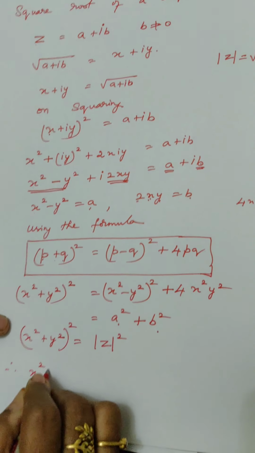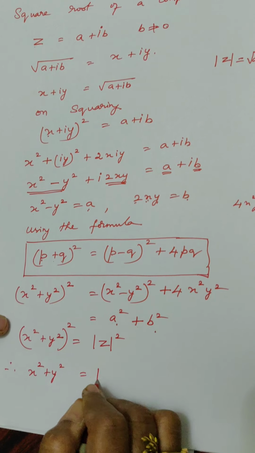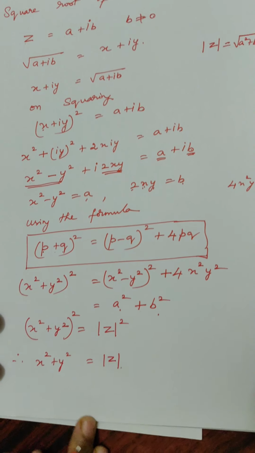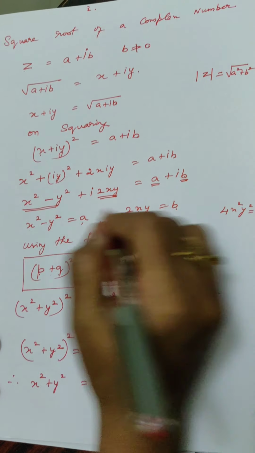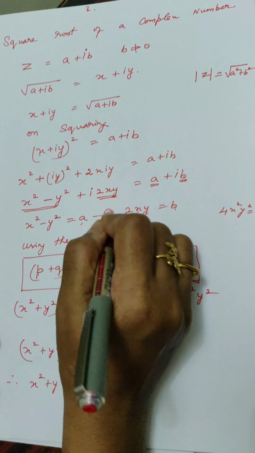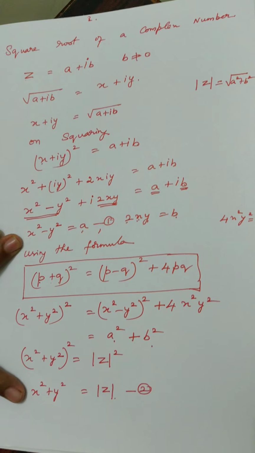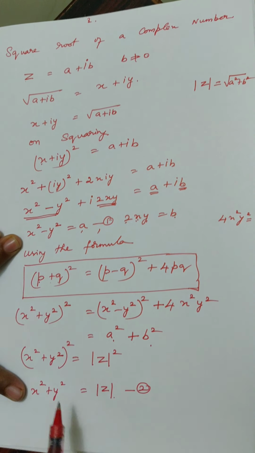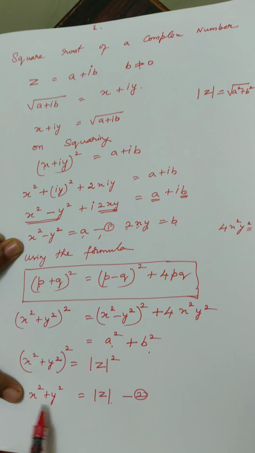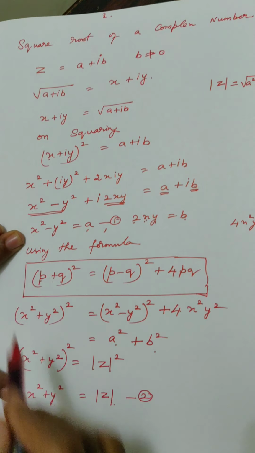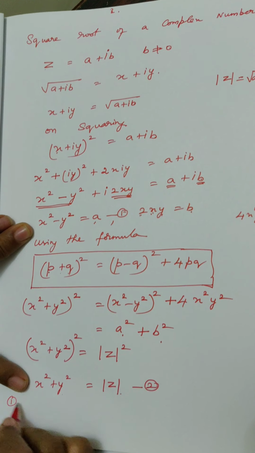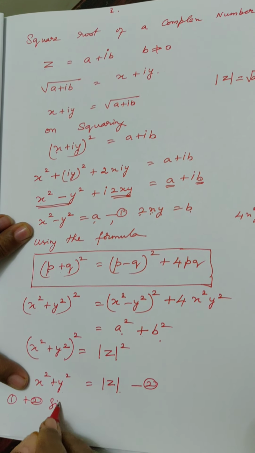Therefore x square plus y square is equal to modulus of z. Clear now? So see this as one part and take this as the second part. First part, second part. Go through these two parts. Here x square minus y square, here x square plus y square. So I am adding these two parts. 1 plus 2 gives, what will you get?